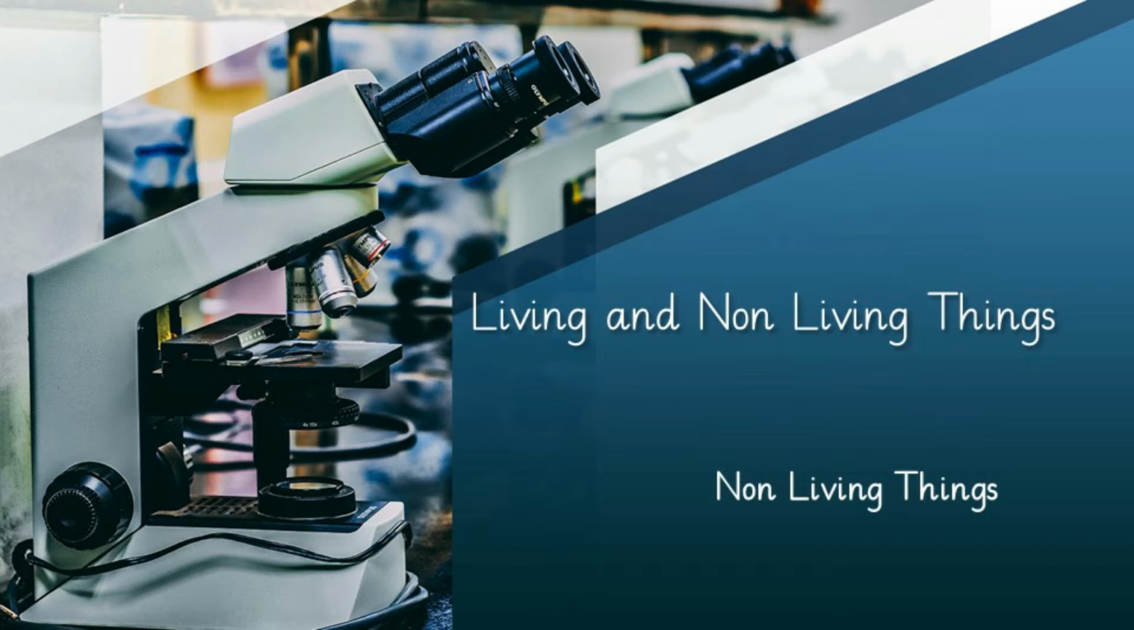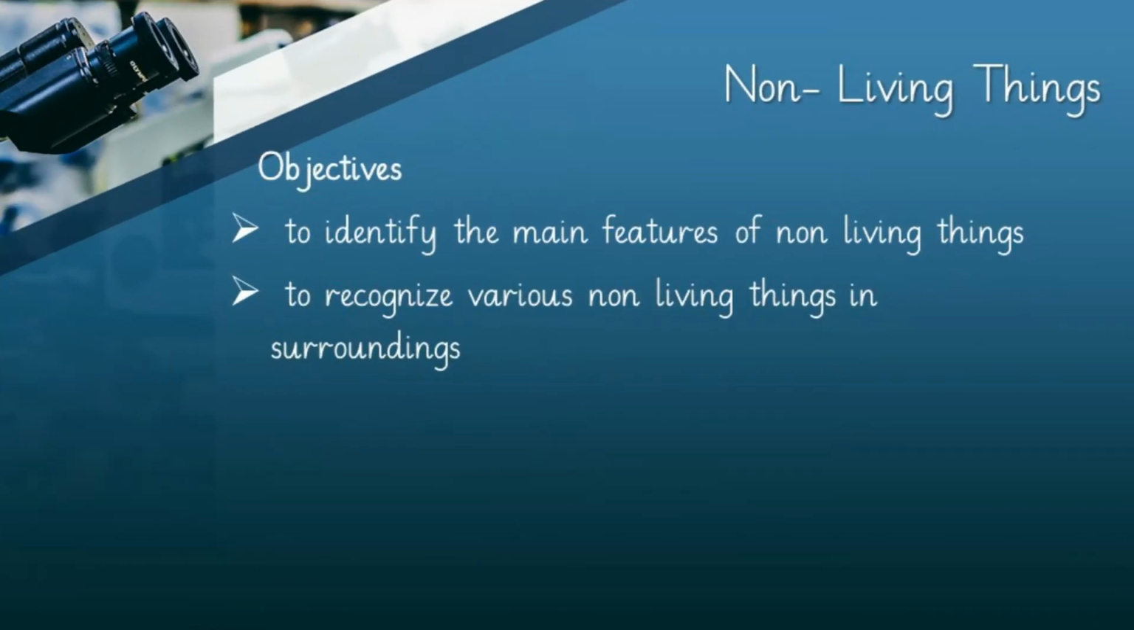Living and non-living things. This is the first chapter of our science textbook. Within the previous lesson, we learned about living things, and today we will discuss non-living things. Objectives for today's lesson are to identify the main features of non-living things and to recognize various non-living things in surroundings.